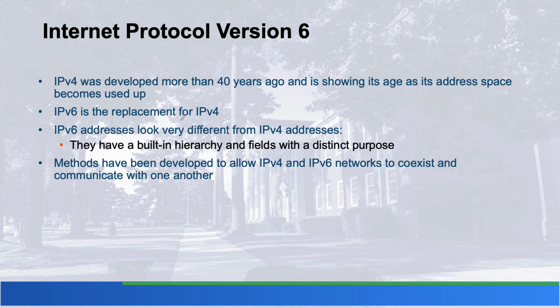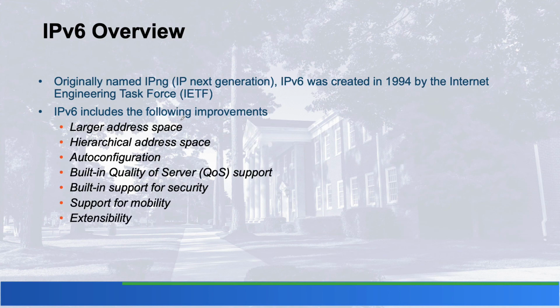Remember, IP version 4 was developed in the 60s, so it's going on 60 years now? And its address space is being used up. Right? They came out with a new standard. It took them about 10 years. It's called IP version 6. IP version 6 addresses look very different from version 4 addresses. Okay. Here are the features of IP version 6 over 4.